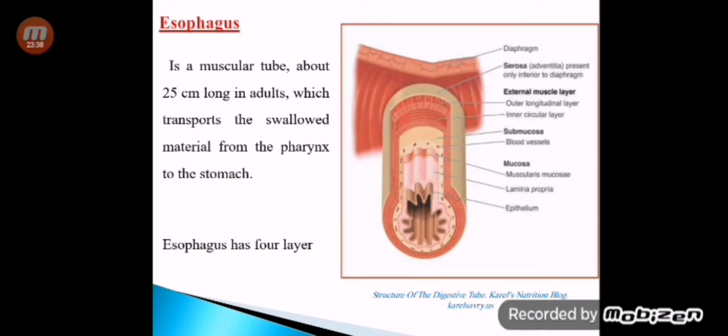This part of the esophagus, after it penetrates the diaphragm, is the intraperitoneal section of the esophagus. We can see the 4 layers. First the mucosa, then submucosa, then muscular layer, and the outer layer is serosa.